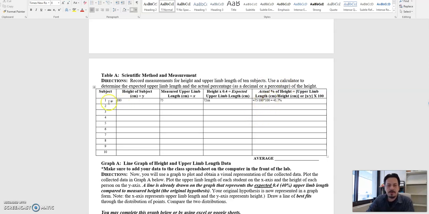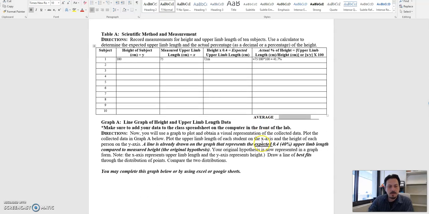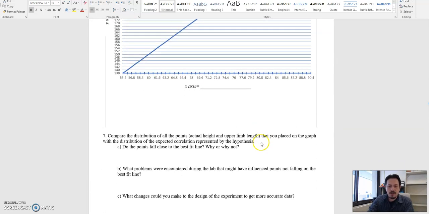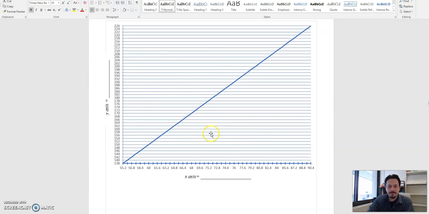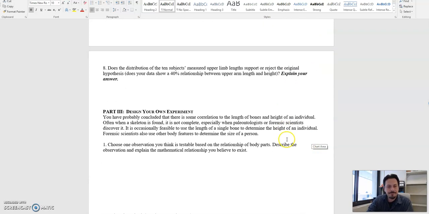Once you do this for all 10 people, you can then take the average of this last column, and we could see if that is 40%. If it's not, maybe you reject your hypothesis. If it is, maybe you accept your hypothesis. Once you're done with this, you're going to plot it on this graph. Here is the upper limb length, and here is the height. This is 40%, so we should see all the dots along this line. If it isn't, that's your data. Maybe you don't support your hypothesis.